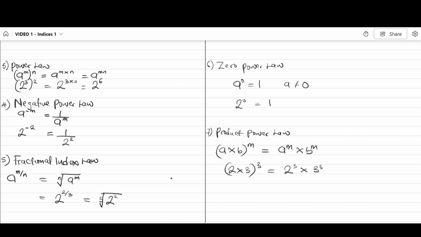I think this has given us an insight on how we can use the laws of indices. In the next video, we are going to apply these laws to some simplification of indices, and you will see how important it is to know these laws.